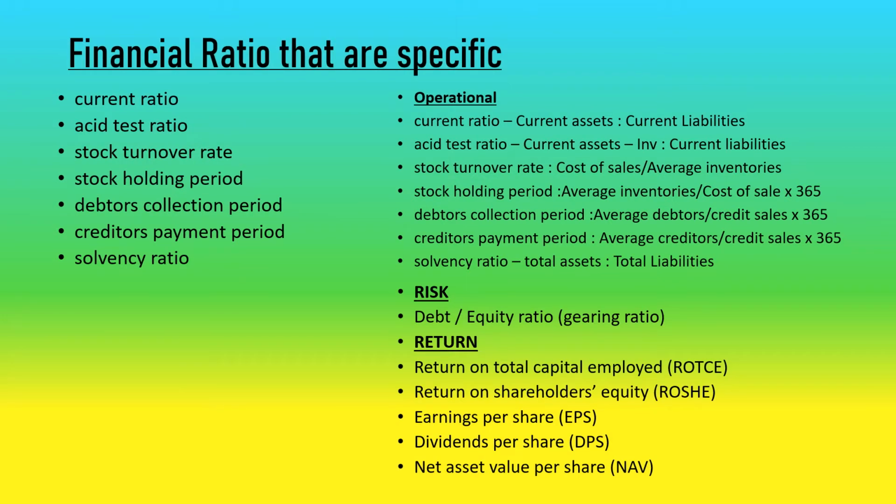Okay, the second type of ratios are ratios that are specific. So these type of ratios, when I mean they're specific, they have a name. In the exam, you could be asked to calculate a current ratio or a solvency ratio, and you're supposed to know what these mean in order to be able to calculate.